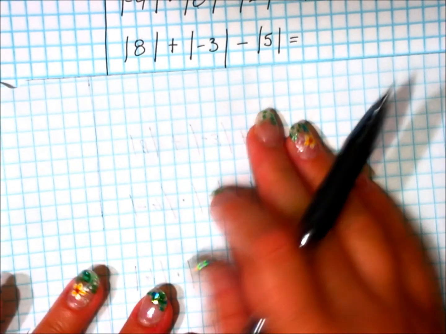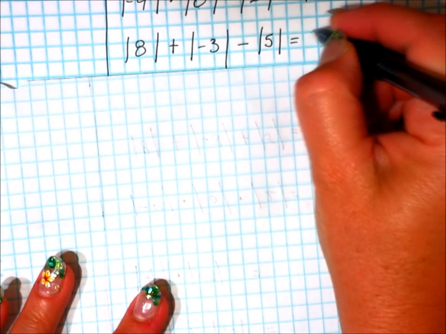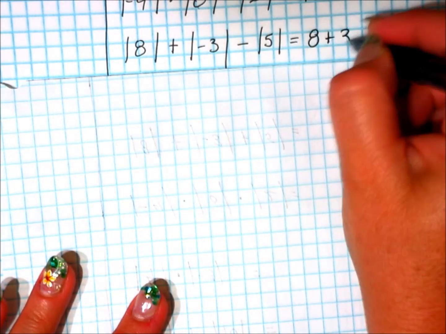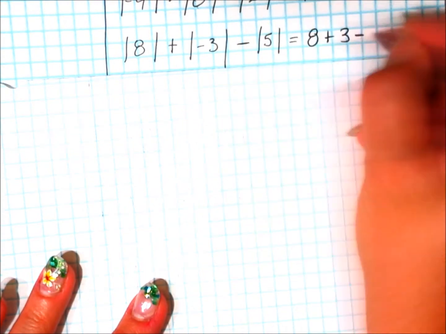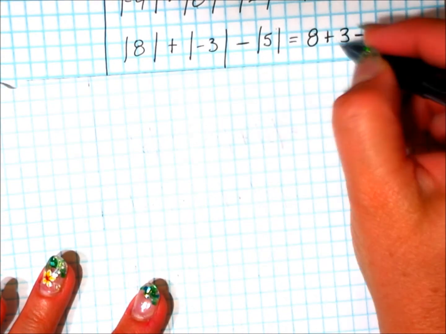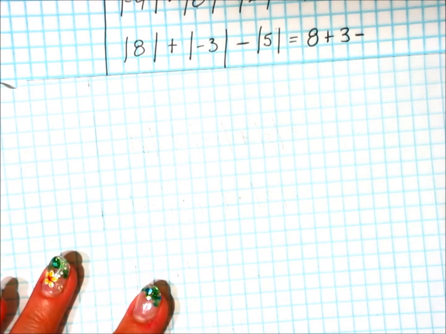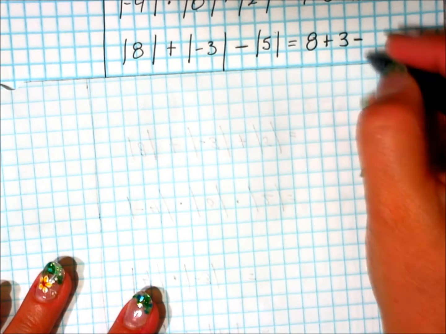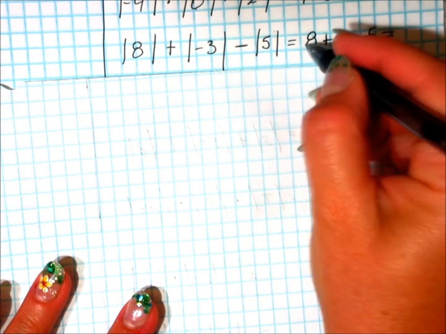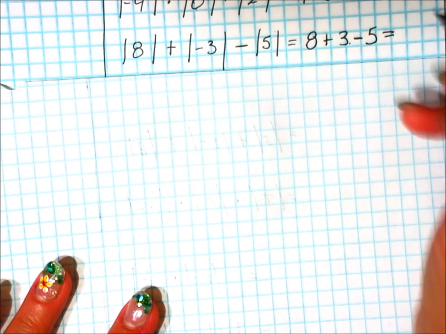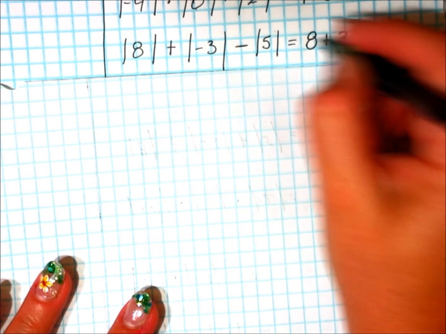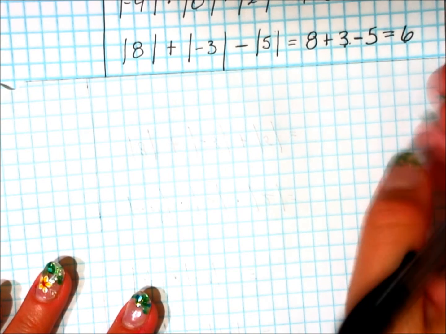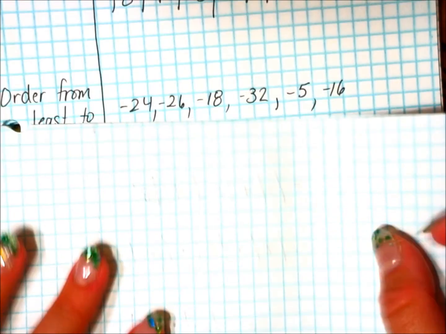All right, let's look at this one. So you have the absolute value of 8, which is 8. Absolute value of -3, which is 3, which you'll notice it says minus. Minus the absolute value of 5. Well, the minus is outside of the absolute value, so it's not affected by that. Only the 5 is affected. So we look at it like this. So 8 plus 3 minus 5 would be 6, because 8 plus 3 would be 11, minus 5 would be 6.